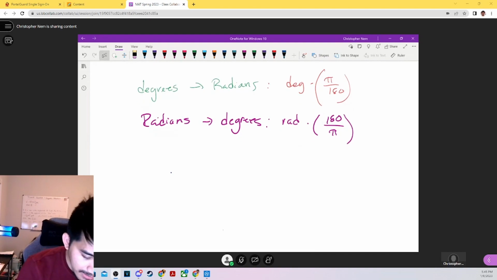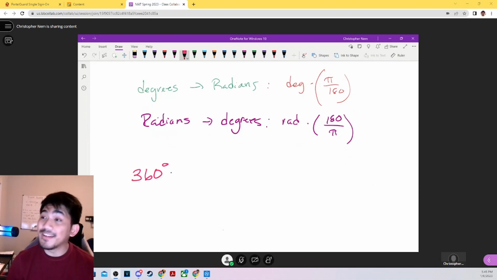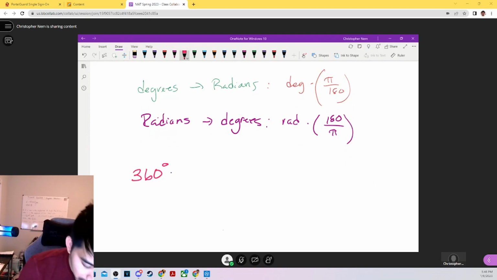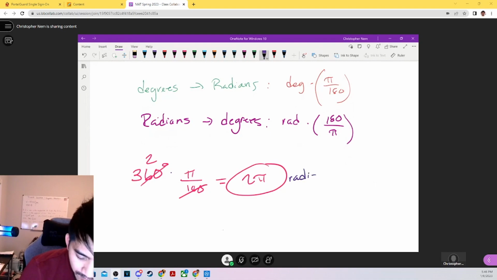So, for example, if we have 360 degrees, that's the degree measurement of an entire circle. Well, we know it should be 2 pi, because if I have a circle with radius 1, the circumference better be 2 pi. The length of the entire arc of the circle better be 2 pi. So if I multiply this by pi over 180, this cancels out, I'm left with 2, and we get 2 pi as our radians amount. You write radians, or sometimes you'll see it as rad.